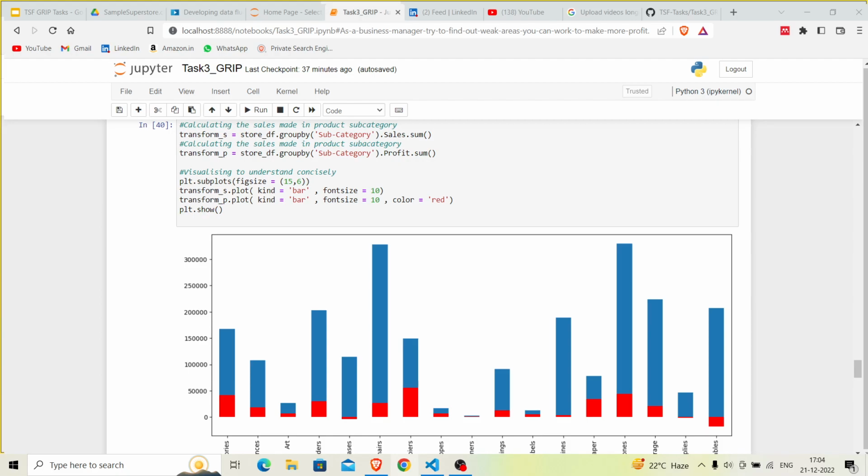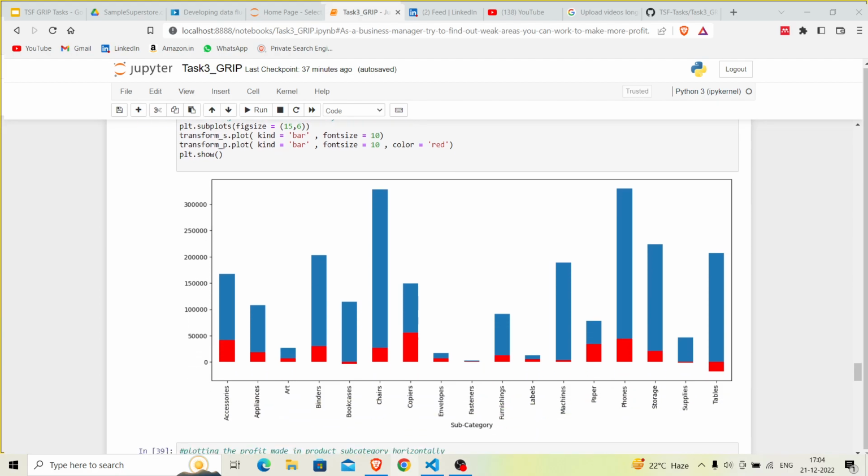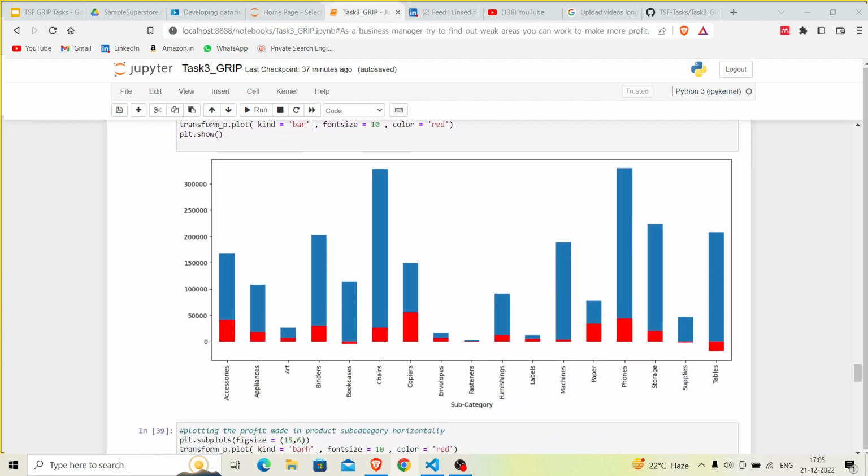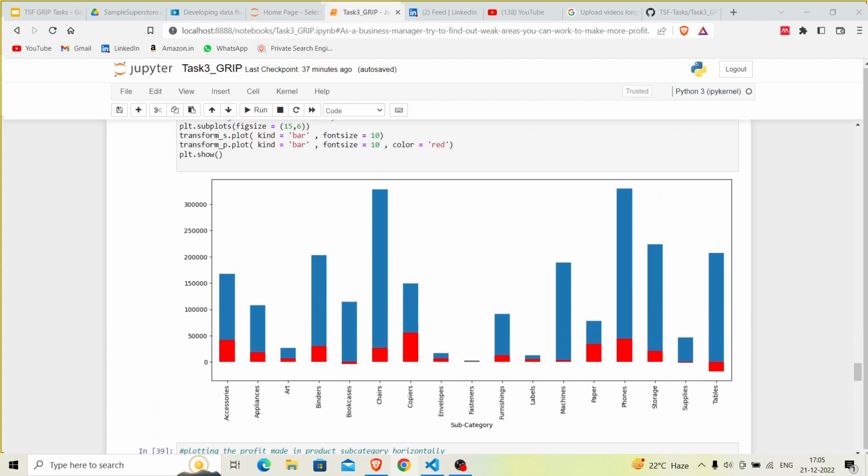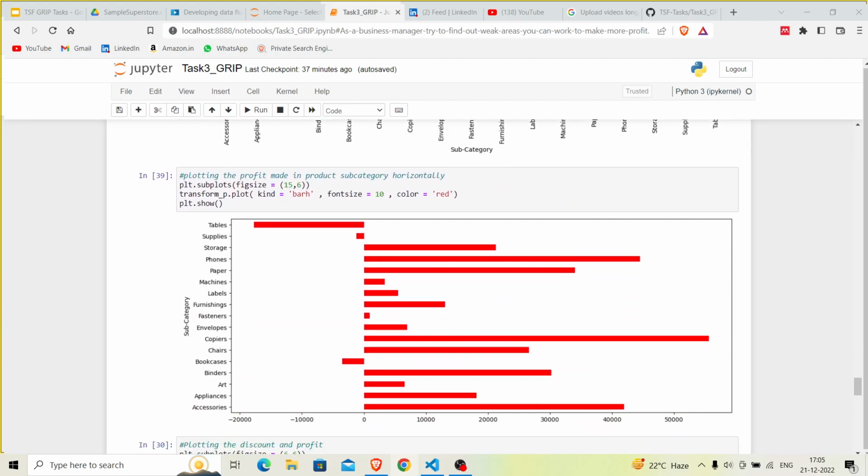And after seeing the state wise, I try to see the sales versus profit on the subcategory of items. So what I saw in the subcategory of items as well is that tables is giving loss. And I have also plotted this stacked bar horizontally. So what I saw in this is that tables is giving a high loss to the retail store. And what I also saw was copiers, phones, storage and accessories are giving a good amount of profit.